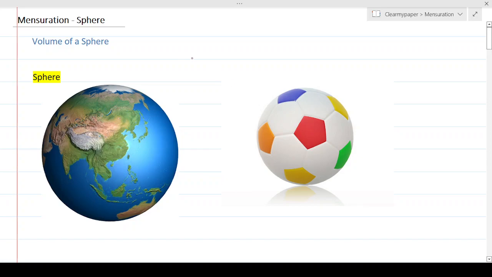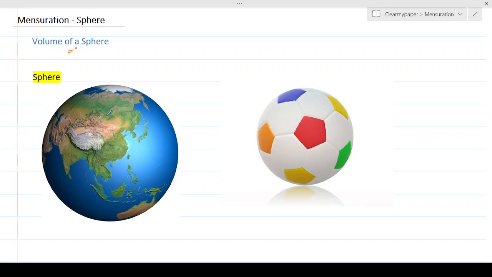So let's talk about sphere under the topic of mensuration. And first, we're going to discuss what is the volume of a sphere. And before we get into the details, let's try to understand what is a sphere. Everyone has experienced sphere in some format.